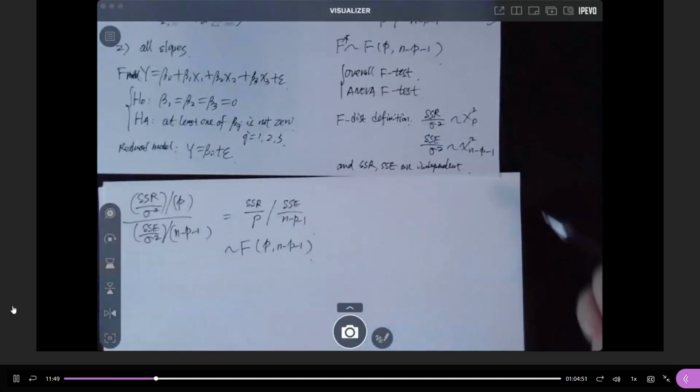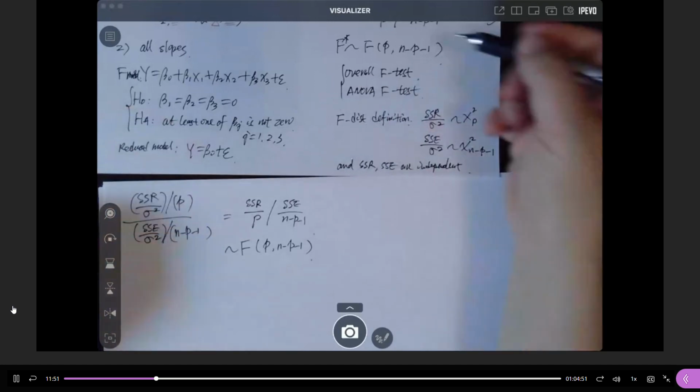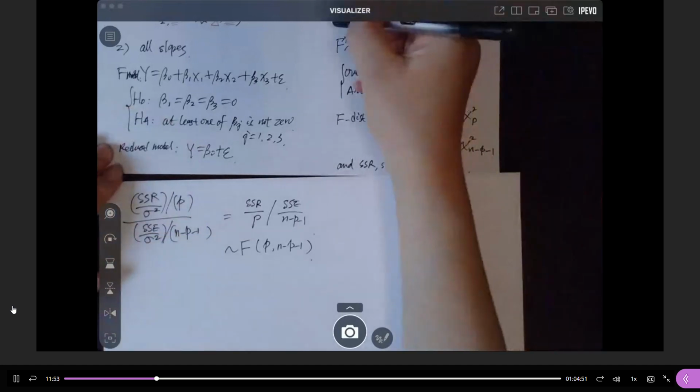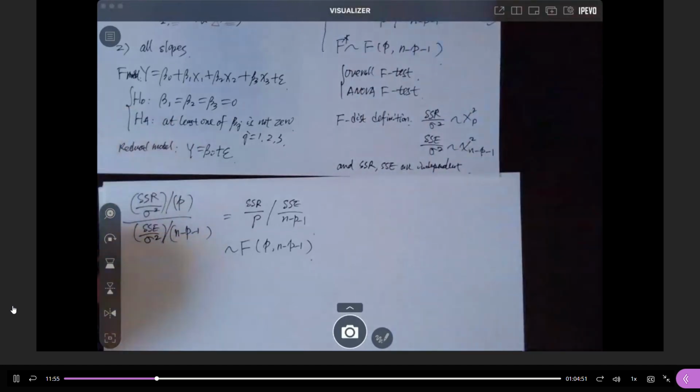Okay, so basically what I talked about in this section is just to prove why the F star you computed like this follows the F distribution with the two degrees of freedom. All right, any questions for this part?